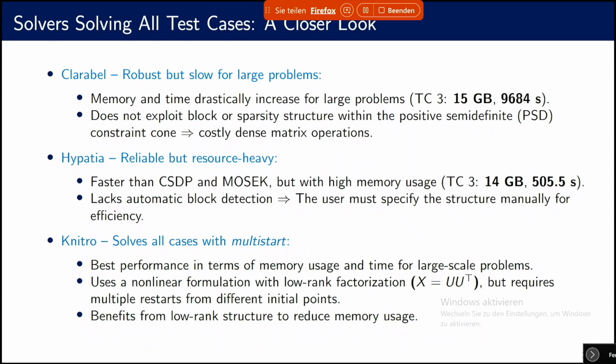Knitro has the best performance in terms of memory and time for larger scale problems. This one is a nonlinear solver, so it uses the nonlinear formulation from Burer-Monteiro, representing X or H in our case in low rank format. But it requires multiple restarts from different initial points since the problem becomes non-convex. And it obviously benefits from low rank structure to reduce the memory usage.